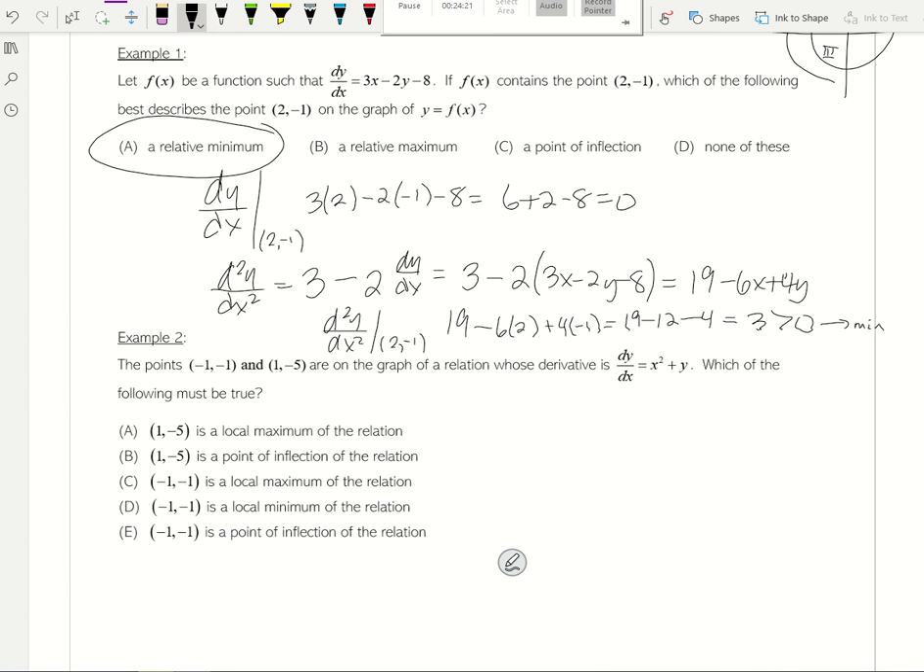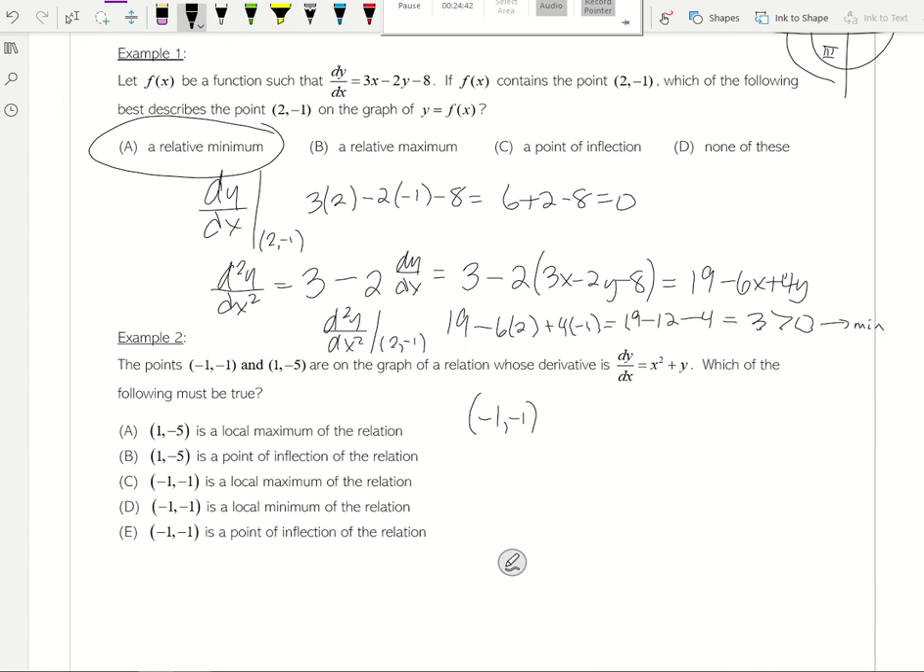Okay, so how am I going to do this? It's the same process, right? We're going to have to plug it in and then see the sign of the second derivative to see if it's a minimum or maximum. Okay. So let's try negative 1, negative 1. I'm just going to go with the first one and hope that we find it on that first one.